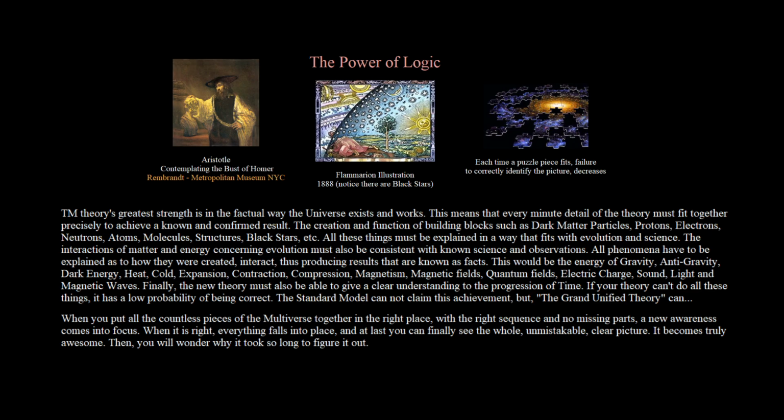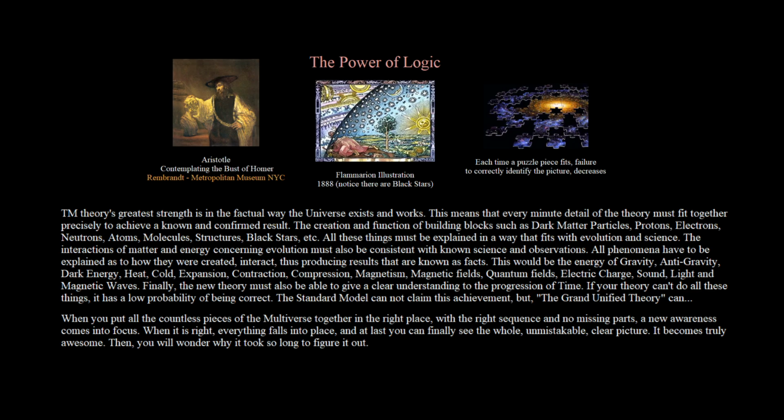The interactions of matter and energy concerning evolution must also be consistent with known science and observations. All phenomena have to be explained as to how they were created, interact, thus producing results that are known as facts. This would be the energy of gravity, anti-gravity, dark energy, heat, cold, expansion, contraction, compression, magnetism, magnetic fields, quantum fields, electric charge, sound, light and magnetic waves. Finally, the new theory must also be able to give a clear understanding to the progression of time. If your theory can't do all these things, it has a low probability of being correct.